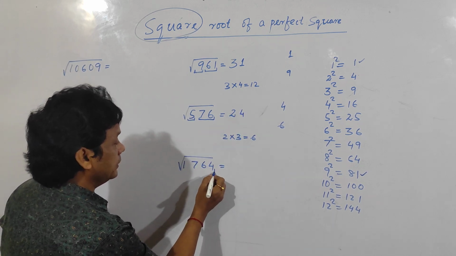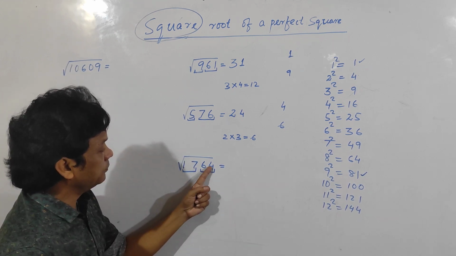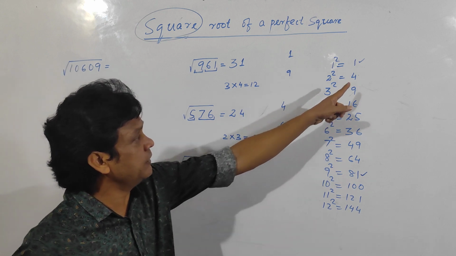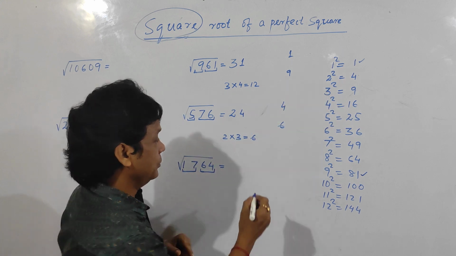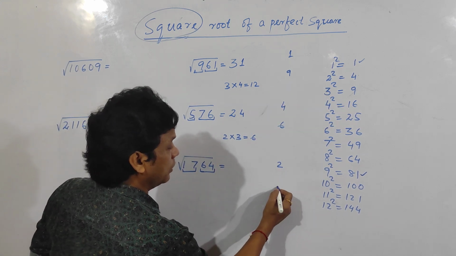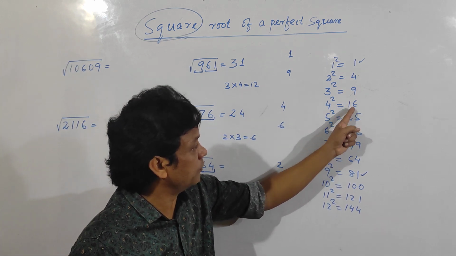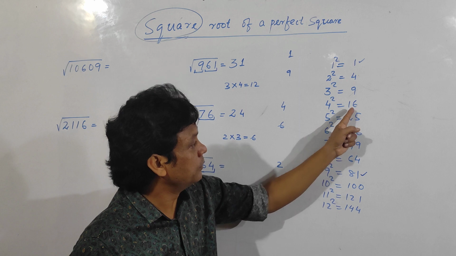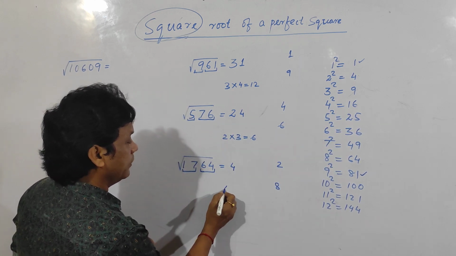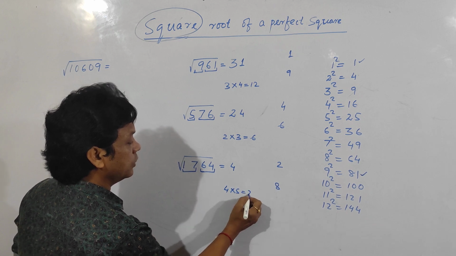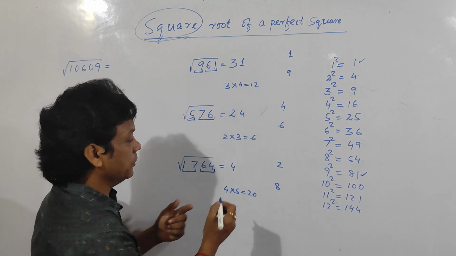Again, take your two digits from the right and then this one. So the unit place is 4. 4 means 2. So if one of the digits is 2, then the other possibility is 8. So either the unit place will be 2 or the unit place digit will be 8. So 17. See here, 17 lies between these two numbers, 16 and 25. So the smaller one is 4. So write 4 here. 4 into 5 is 20. So 17 is less than 20, so you should take the smaller one. It is 42.